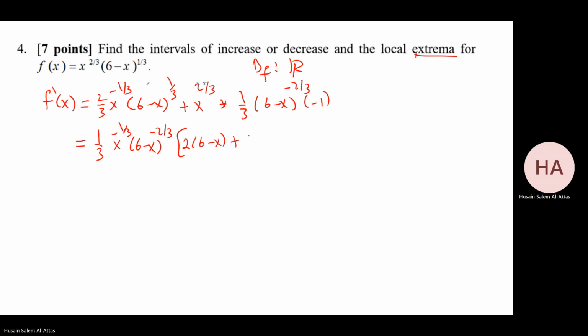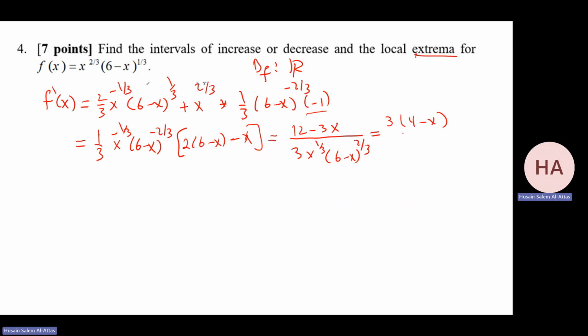Plus or minus x. Correct? Yeah, this is minus. This is there. Yeah, minus x. That gives me what? Here I have 12 minus 3x over 3x to the power 1 over 3, 6 minus x to the power 2 over 3. That gives me 3, 4 minus x. 3 cancels 3.